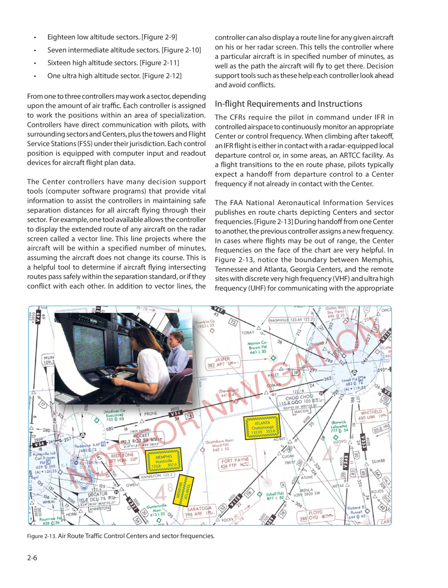In addition to vector lines, the controller can also display a route line for any given aircraft on his or her radar screen. This tells the controller where a particular aircraft is in a specified number of minutes, as well as the path the aircraft will fly to get there. Decision support tools such as these help each controller look ahead and avoid conflicts.